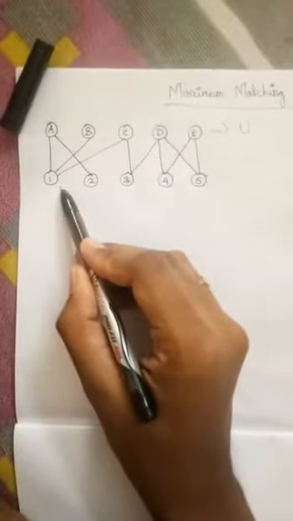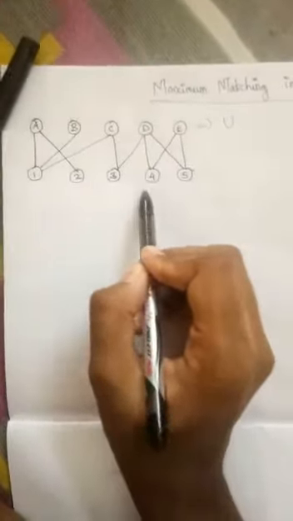So in this video we are going to see about the maximum matching in bipartite graphs. So let me directly go into the example. Consider 5 vertices A, B, C, D and E which come under the vertex set, say U. Similarly, the vertices 1, 2, 3, 4 and 5 come under the vertex set, say V.